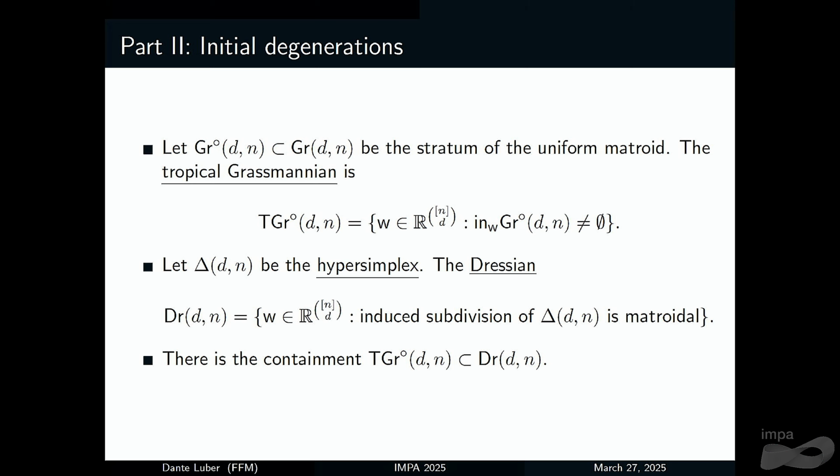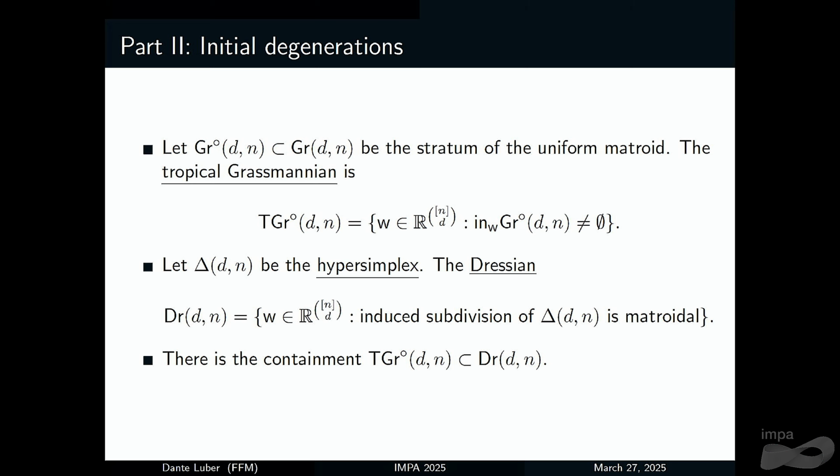Have we seen initial forms and initial ideals, stuff like that? Did that come up? Okay, so let's take the d,n Grassmannian, and let's say that if we put a circle right there, that's the cell indexed by the uniform matroid, the stratum indexed by the uniform matroid. And so the tropical Grassmannian then is going to be all of the term orders that you obtain from vectors in R to the n choose d that give you non-empty initial degenerations of that open cell.